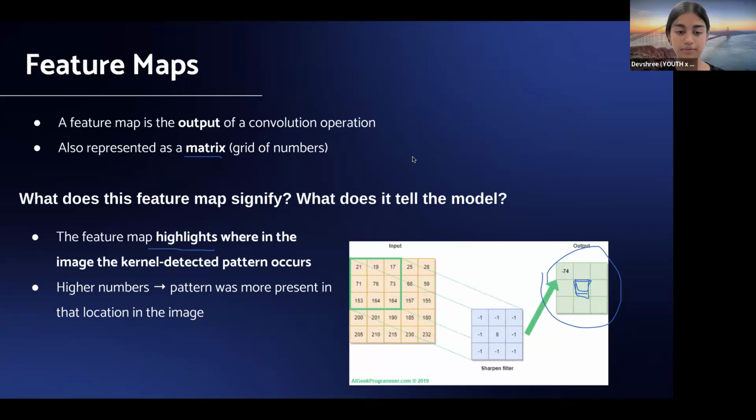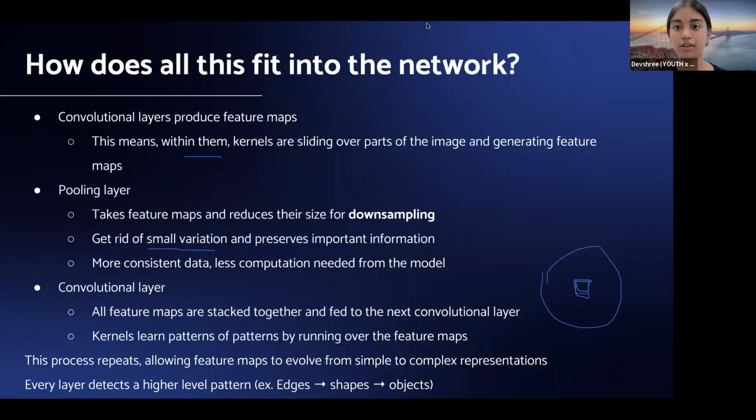All right, let's move on. Let me delete my drawings. All right, so we have these three things. We have our input, our image, our kernel, and then we have our feature map. But how does this all fit into the network, right? These are all abstract terms that are floating around in your brain. So let's put them back inside our network.